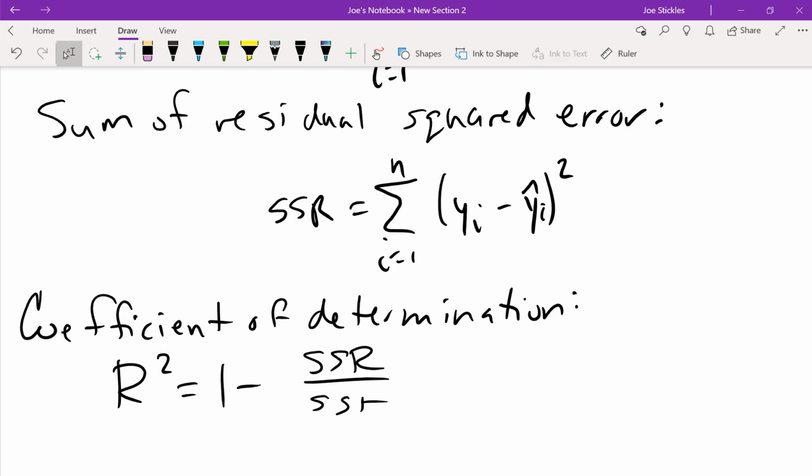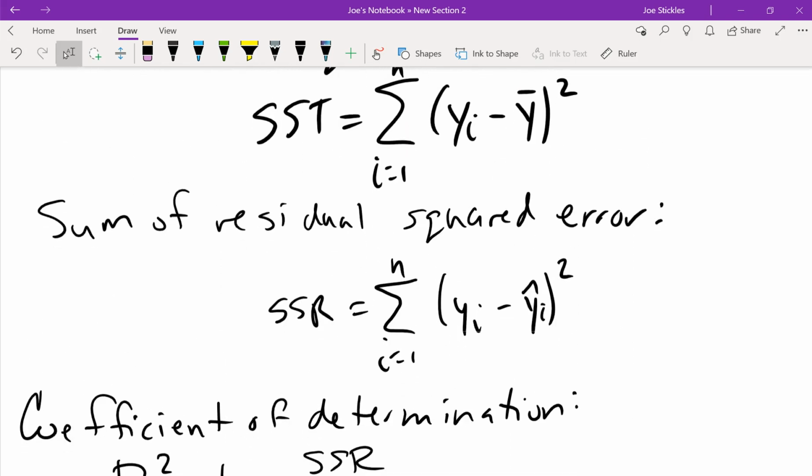Because SST is a measure of variance, right? How far away is each data point from the mean? That's a measure of variance, right? The variance would be 0 if every value is exactly the same. It's always equal to the average, right? The farther away things get from the mean, the higher variance there is, right? So this is variance in all of the data. This is variance in the model.